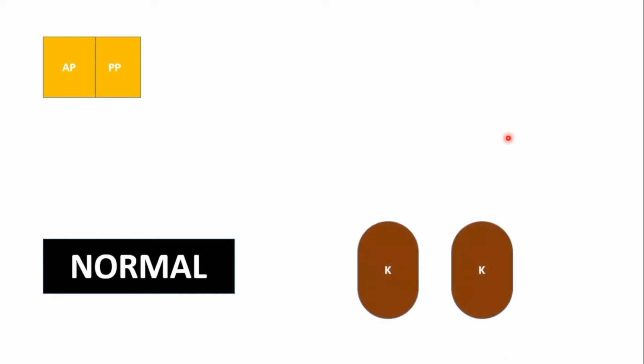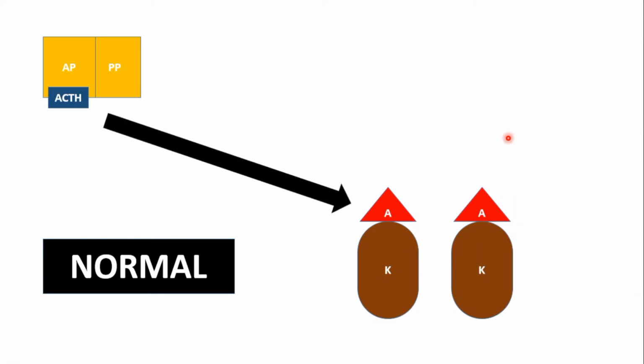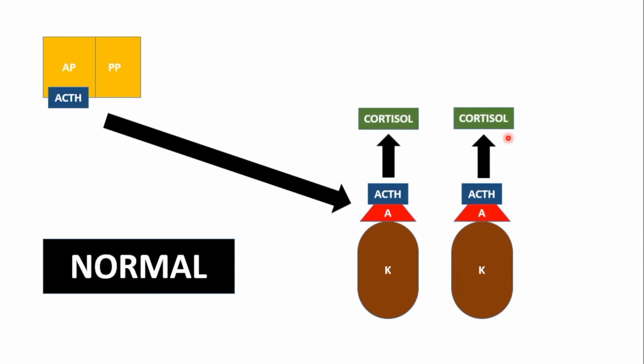First, see what happens in the normal physiology. We have the anterior pituitary and the posterior pituitary. We have kidneys, on top of it the adrenals, and then we have ACTH produced by the anterior pituitary. This ACTH from the anterior pituitary acts on the adrenals and causes the adrenals to release cortisol, that is basically the steroid. This is what happens normally.